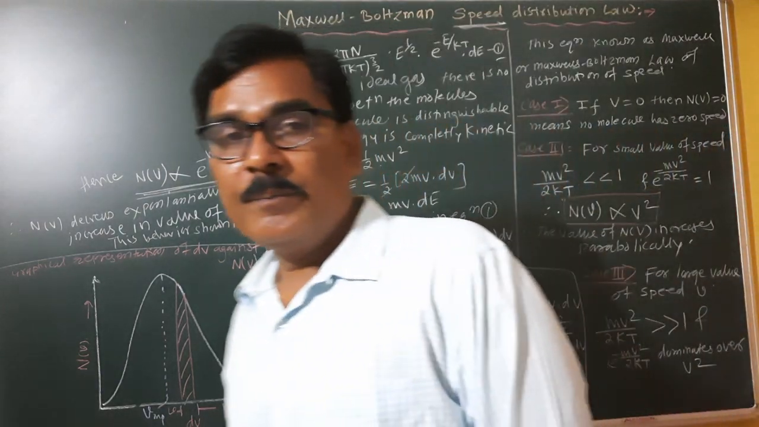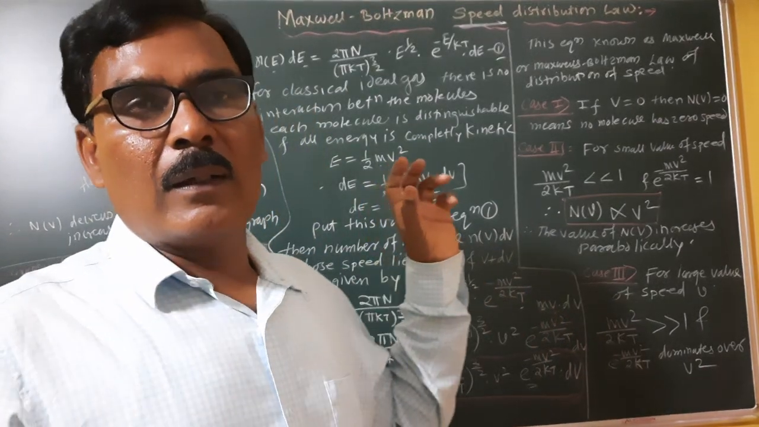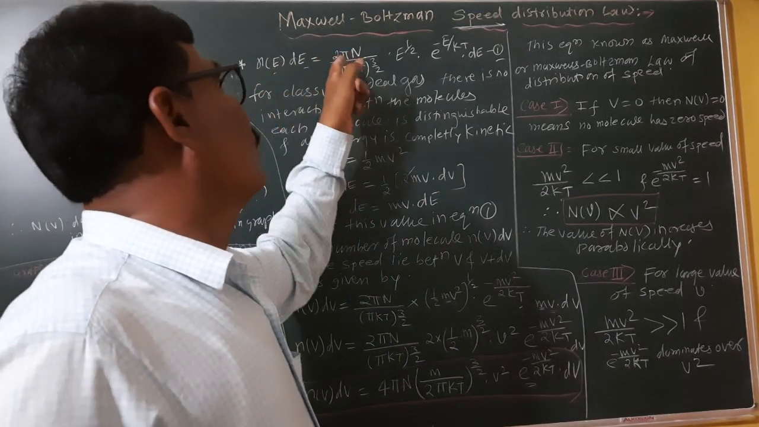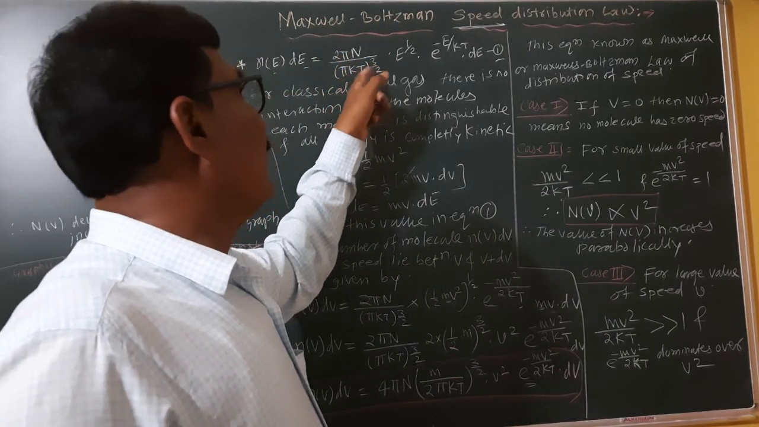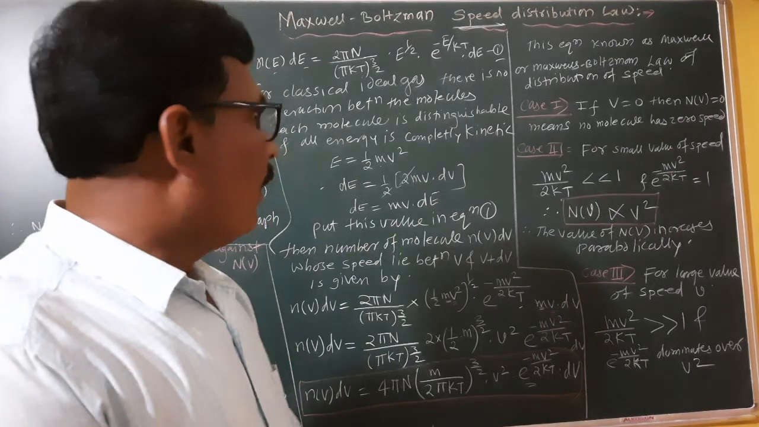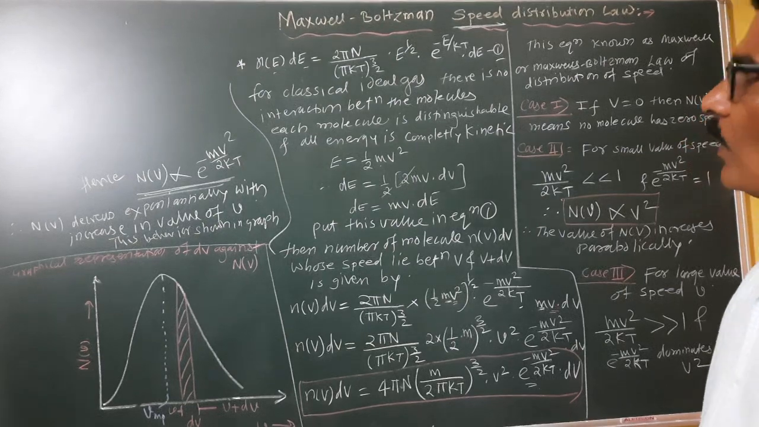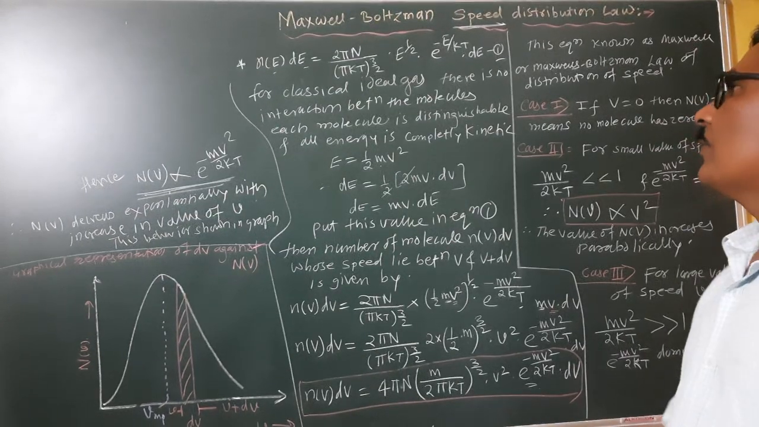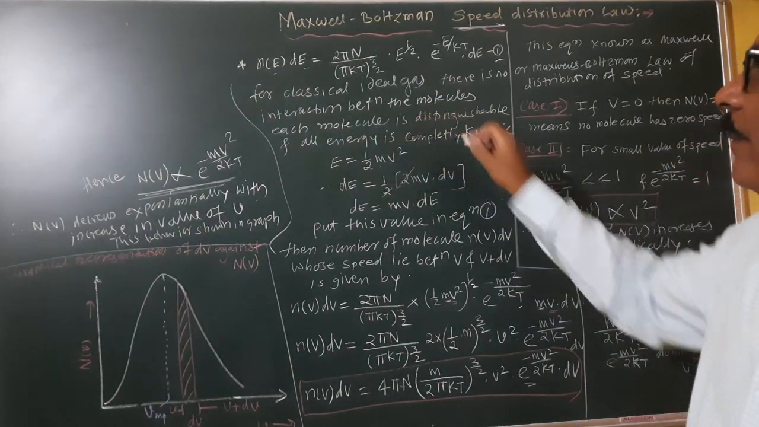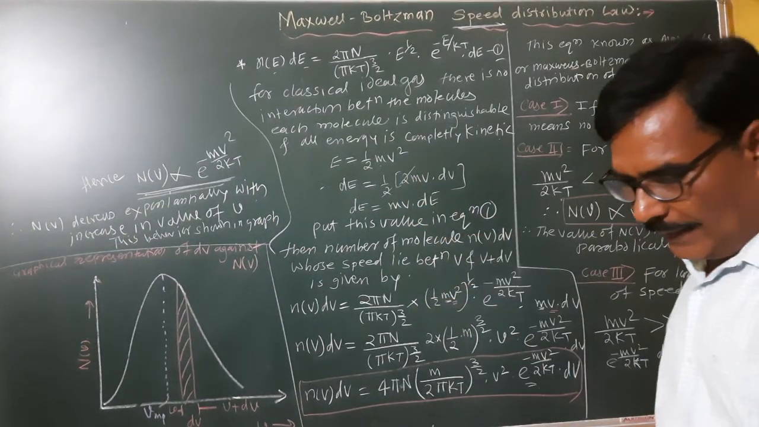First of all, we have to remember the equation of the Maxwell-Boltzmann energy distribution function of an ideal gas: n(E) dE equals 2πN upon (πkT) raised to 3/2 times E raised to 1/2 into e raised to minus E upon kT into dE. For a classical ideal gas, there are no interactions between the molecules. Each molecule is distinguishable and all the energy is completely kinetic, so that energy E equals half m v square. So we have to consider that half mv square is the kinetic energy.